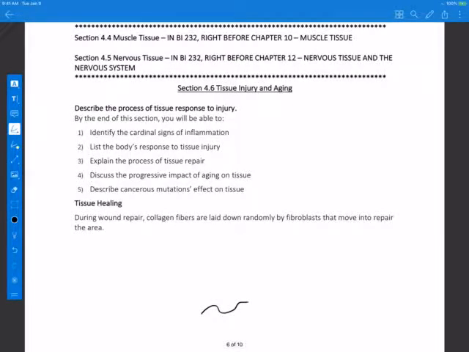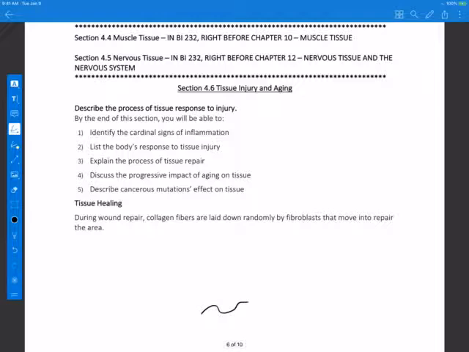Hi, this is Kristen, and I'm going to cover section 4.6 in the Open Educational Resource online text, which is about tissue healing and aging. Some of the things that are pretty important to remember are the cardinal signs of inflammation. In other words, the most important signs of inflammation.